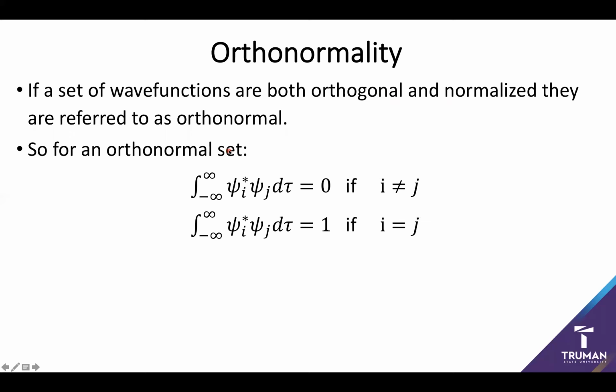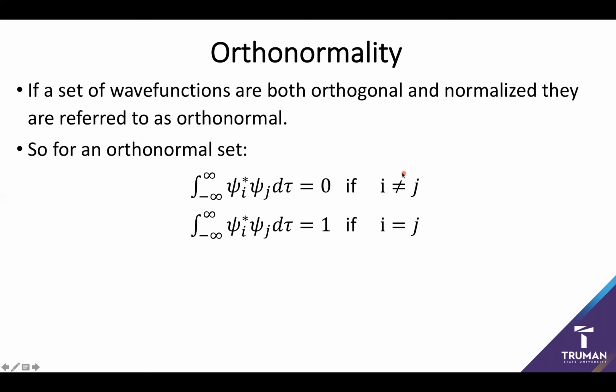Now let's express this in mathematical terms. I have the integral of wave function i with respect to j over all space. For an orthonormal set, if i is not equal to j, so these are two different functions, it goes to 0. If i is equal to j, so they're identical wave functions, then it goes to 1. Orthogonal and normalized together give us orthonormal.